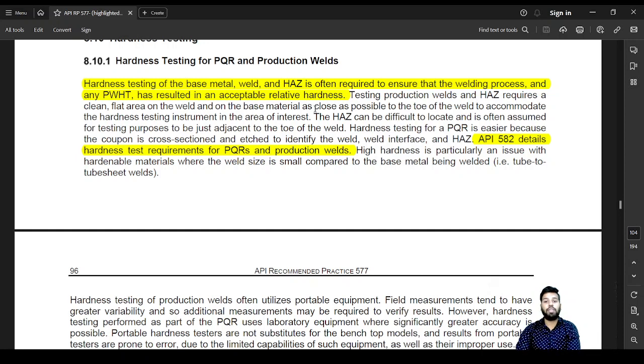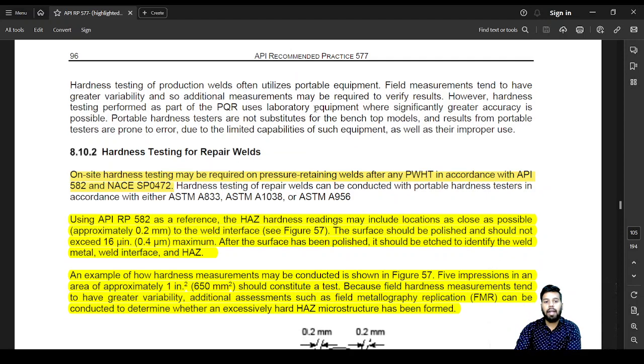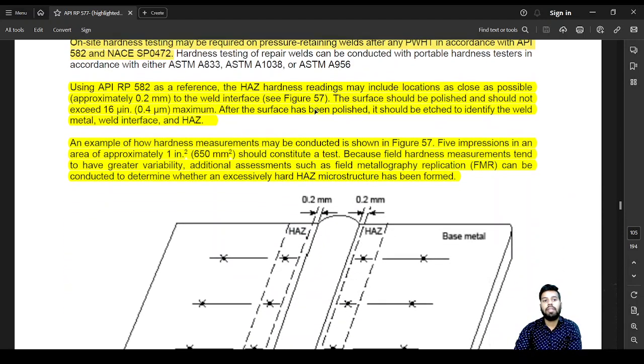The heat affected zone can be difficult to locate and is often assumed for testing purposes to be just adjacent to the toe of the weld. The hardness testing for PQR is easier because the coupon is cross-sectioned and etched to identify the weld, the weld interface and the heat affected zone. API 582 details the hardness requirement for PQR and production welds. Hardness testing of repair welds.